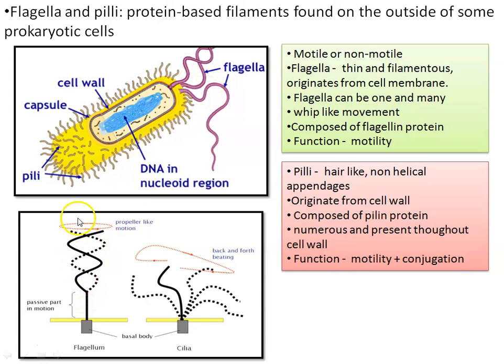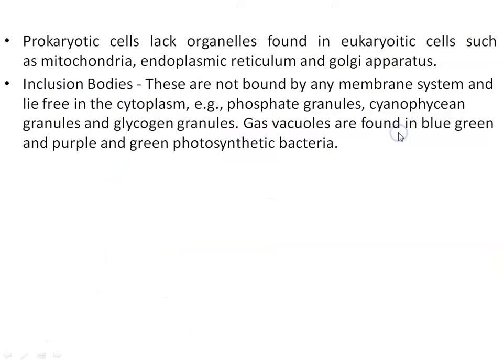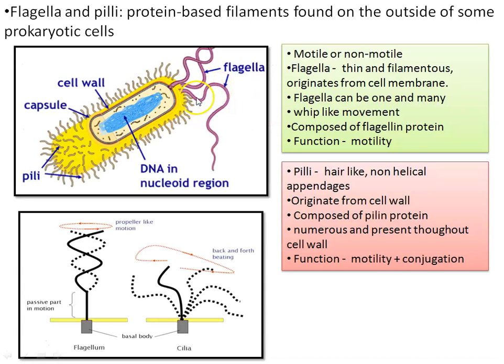This is how the movement of the flagella looks. It's like a whirlpool. When it moves with a propeller-like motion, it makes the cell move, and that is how a cell moves. We also call it whip-like movement. The name flagella is given because it is composed of flagellin protein, and the sole purpose of a flagella is motility, that is, the movement of the prokaryotic cell.